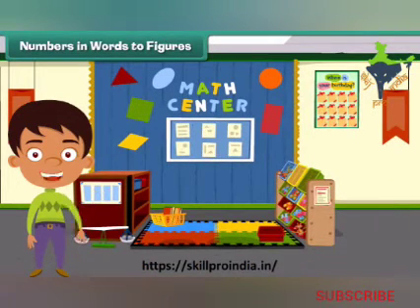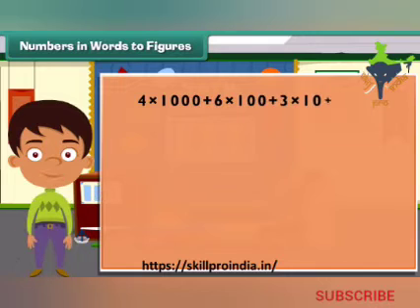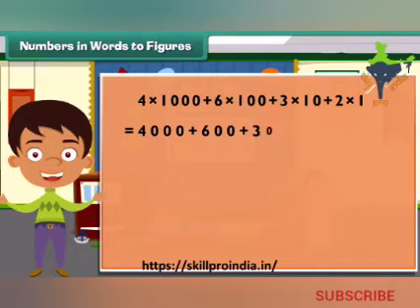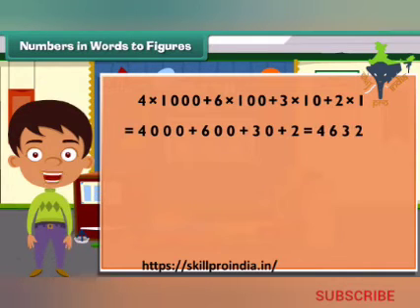Numbers in words to figures. Let us now translate numbers written in words into figures. Consider the number 4632. The number in figures is 4 into 1000 plus 6 into 100 plus 3 into 10 plus 2 into 1 is equal to 4000 plus 600 plus 30 plus 2, which equals 4632. Let's try one more question.